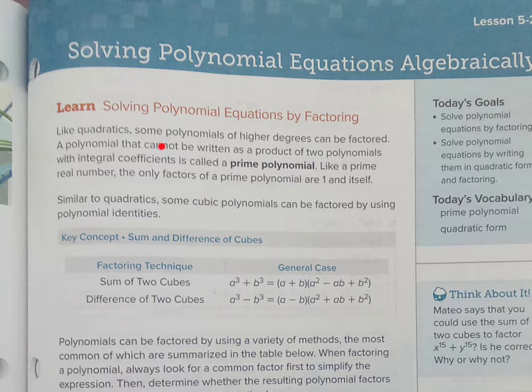Sometimes you cannot factor it, and this is what they're saying here. It cannot be written as a product of two polynomials. And in that case where you cannot factor it, it's called a prime polynomial. And just like prime numbers, that means that the only factors of this polynomial are 1 and itself, that polynomial.